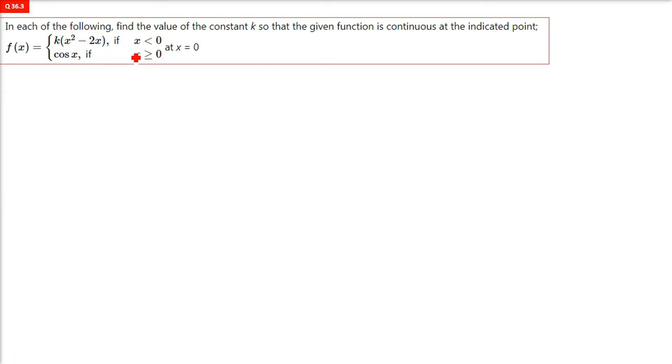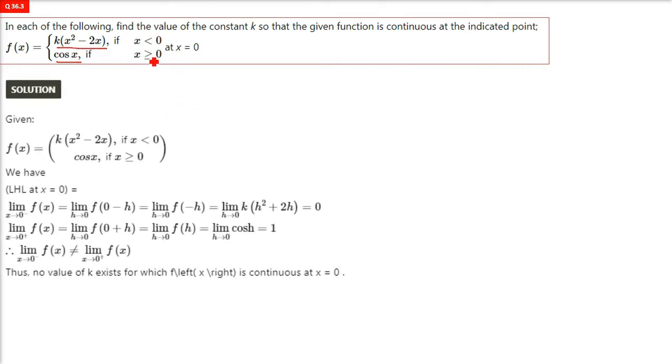In each of the following, find the value of the constant k so that the given function is continuous at the indicated point. So cos x we have, k into x square minus 2x we have, and we can apply the limit also, but without even applying the limit we can solve this. So let us see how we are going to do this. Because at x equals 0, if x is less than 0, then we have to use k into x square minus 2x. When it is greater than 0, we apply what? It's cos x.